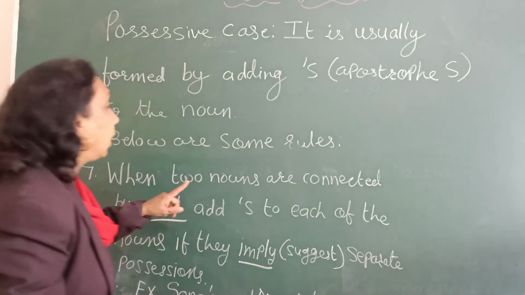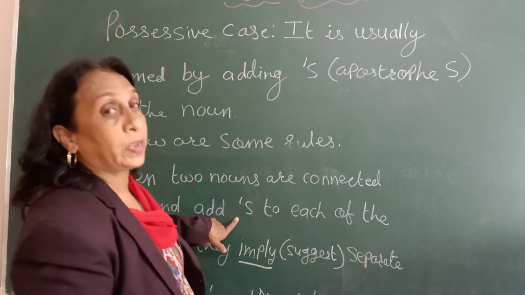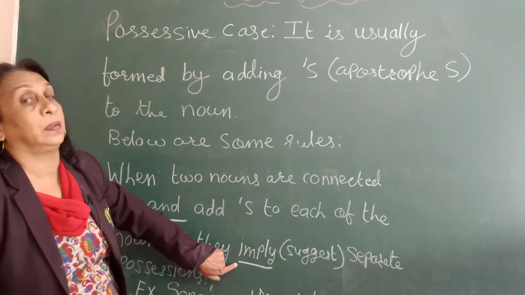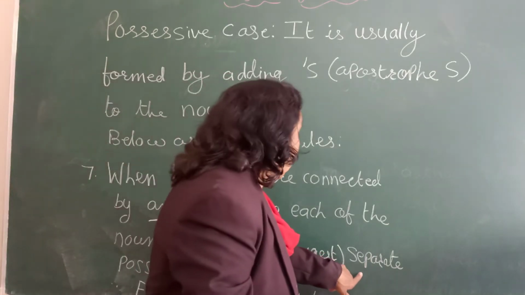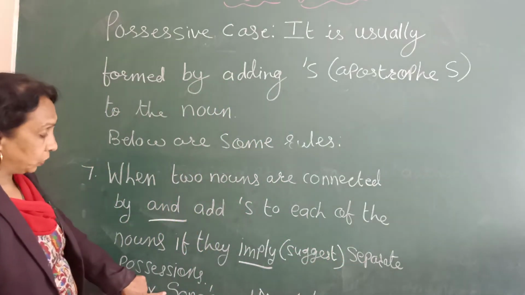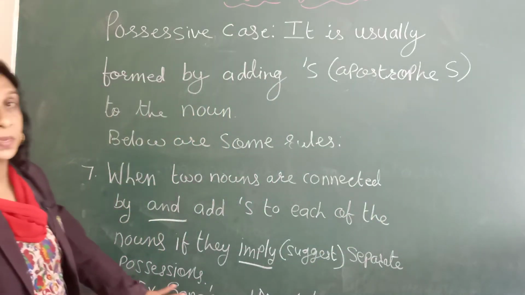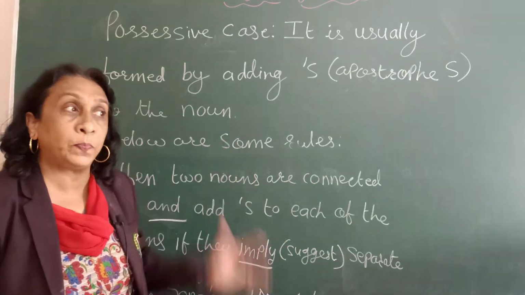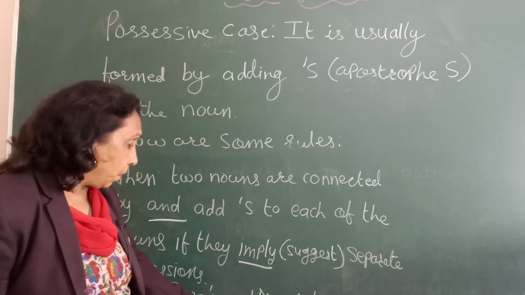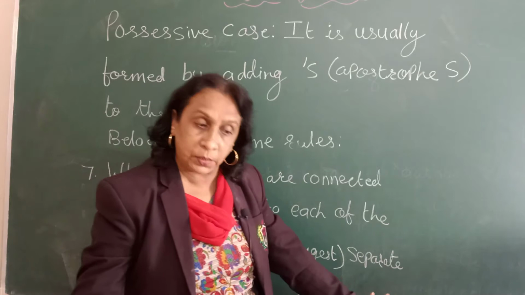Understood? Again I repeat, when two nouns are connected by and, add apostrophe s to each of the nouns if they imply separate possession. Imply means they suggest. Now here the example is Sona's and Mona's toys. Means Sona also has toys, Mona also has toys. They have their own possessions. So we have written apostrophe s after Sona, and after Mona also apostrophe s. Sona's and Mona's toys. Understood, children?